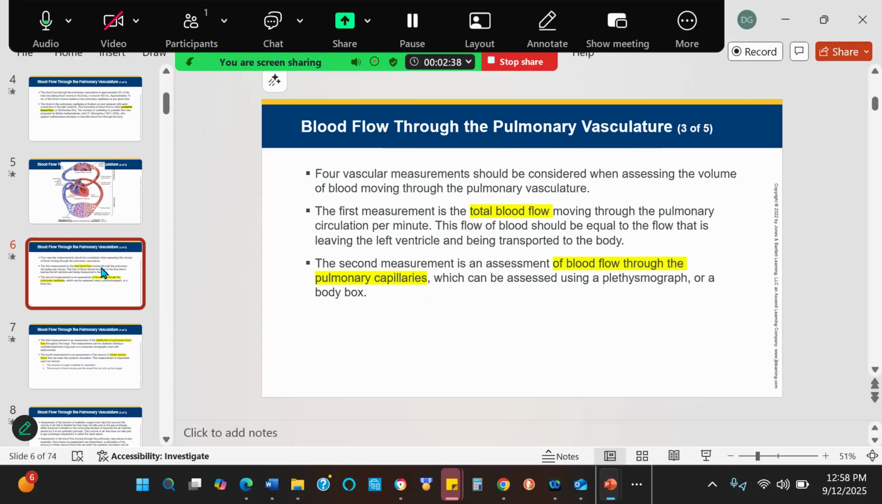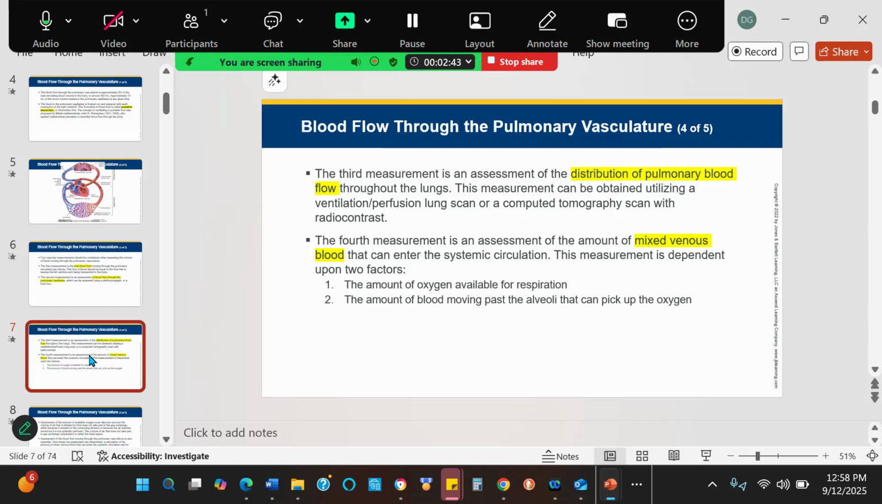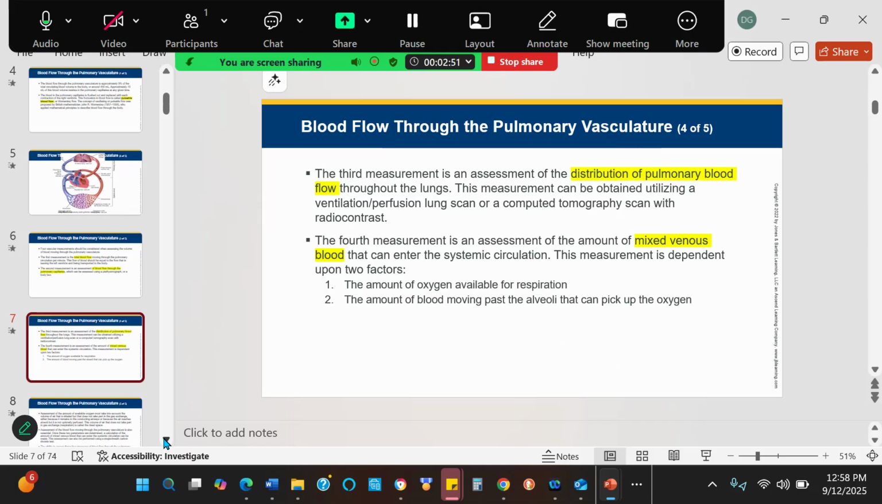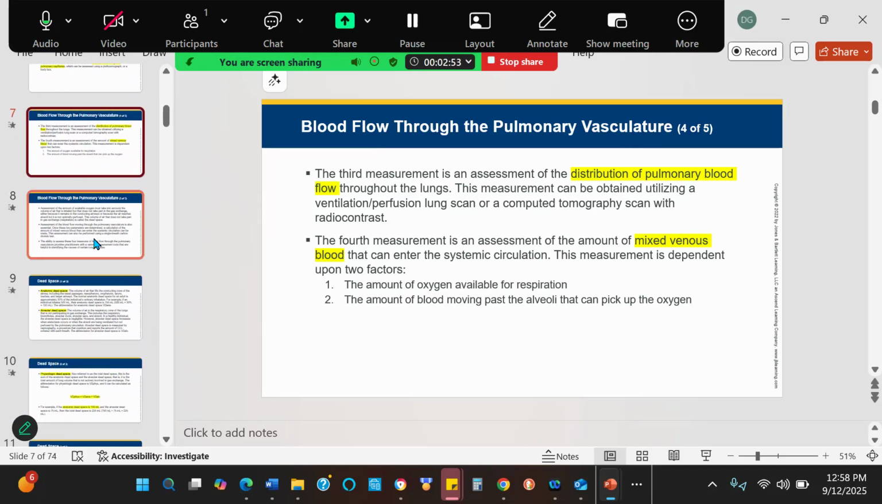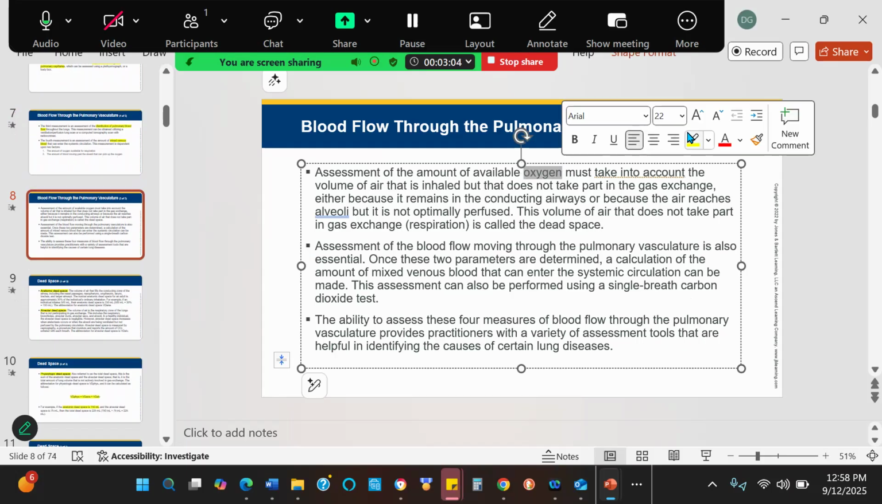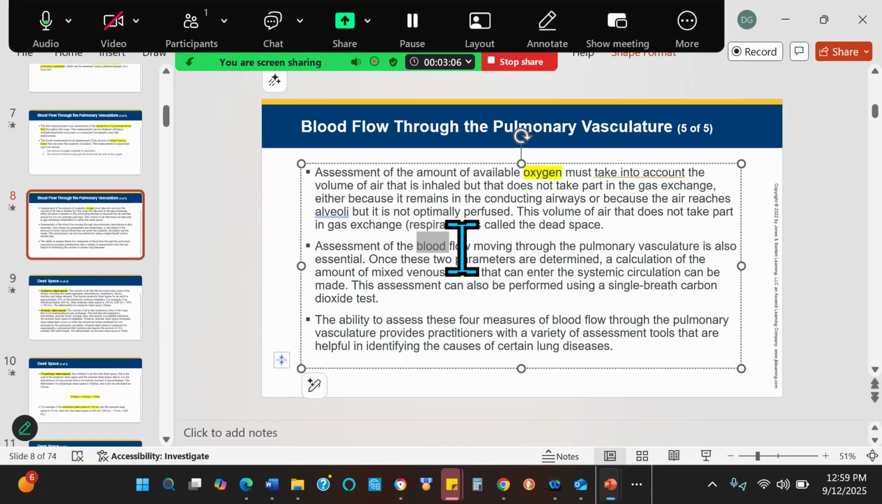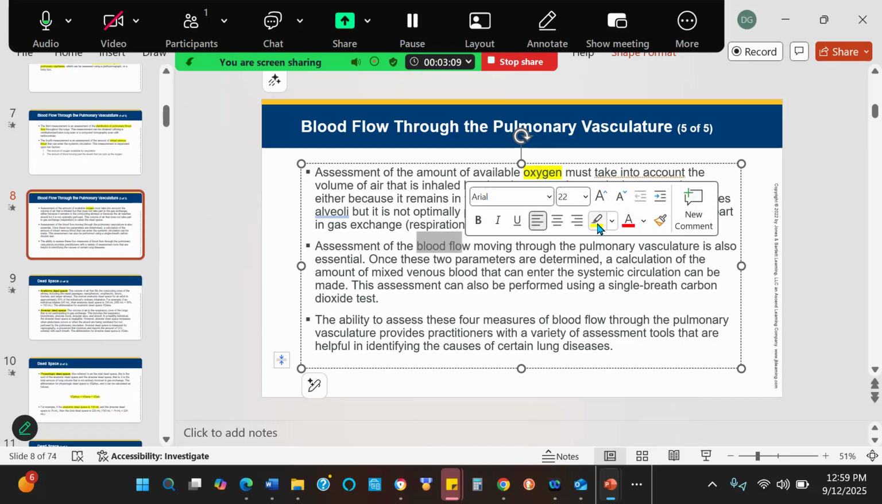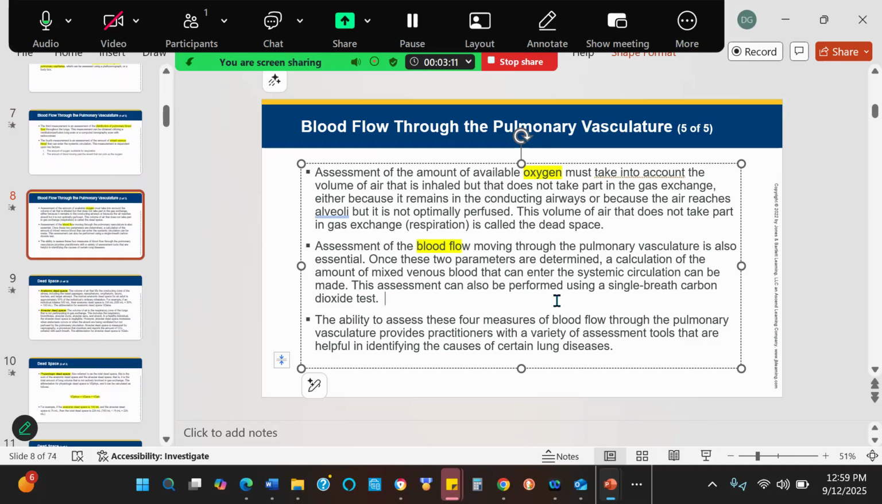We measure total blood flow through the pulmonary capillaries, also distribution of blood flow, meaning how well does it match up with the air coming into the lungs, and mixed venous blood flow, that is in the pulmonary arteries. You'll learn a lot more about this in your critical care course, but we'll just introduce it now. So it is important to figure out how much oxygen is coming in and also how much blood flow is coming in. The combination of those things is sometimes called VQ ratio. So I'll just mention that right here, VQ ratio.